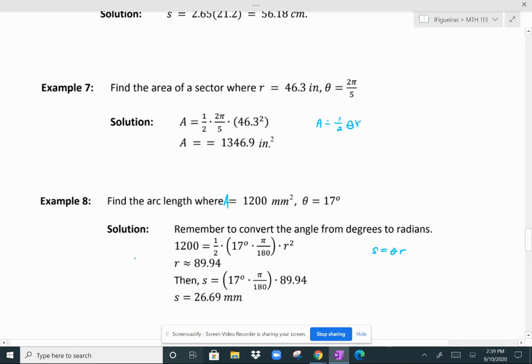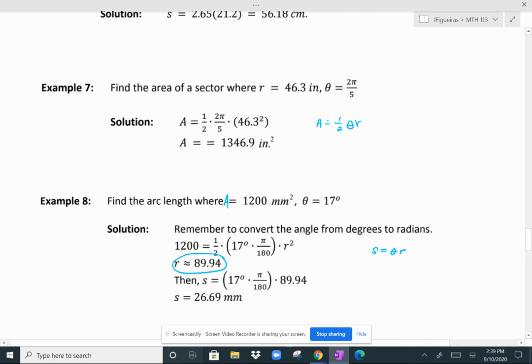So that's what I did. I have A, 1200 equals 1/2 theta r squared. And remember, we're solving for r. Now notice that my theta is being multiplied by pi over 180 because I have to convert it to radians. All of these formulas require that your angle be in radians. And when you multiply and isolate r and take the square root, you get that r is 89.94.